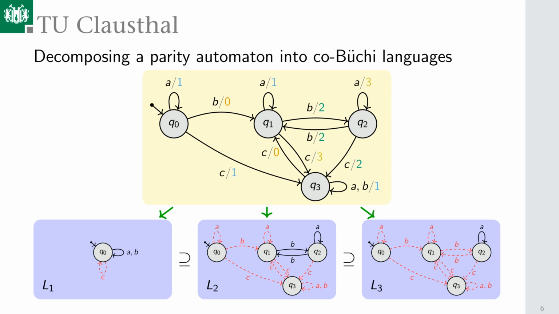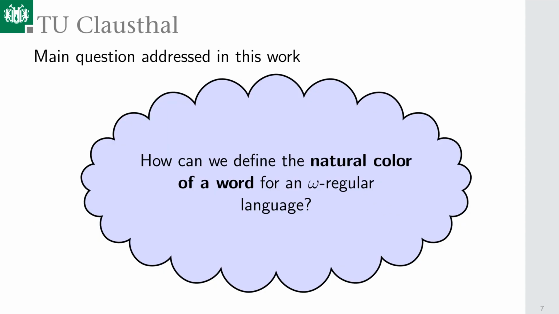Now, how can we make it work? Well, if we had a way to define a color for each word based on the language to be represented alone, and not on the automaton representing the language that we start with, then all of the languages Li would be canonical, and hence this chain of co-Büchi languages would be a canonical representation of the overall omega regular language that we want to represent. And we call this color of a word defined by the language to be represented alone the natural color of a word. How to define this natural color of a word is the main question addressed in this work.